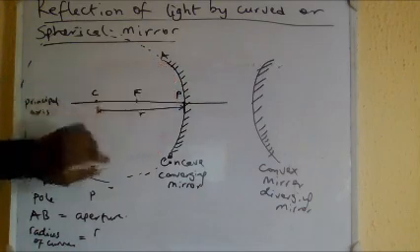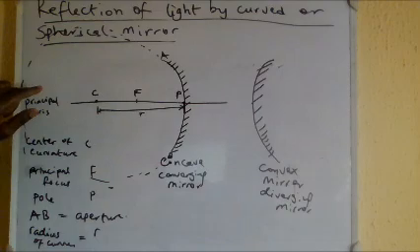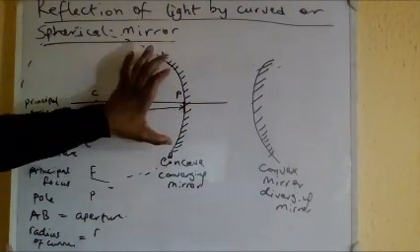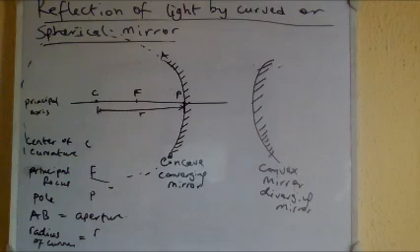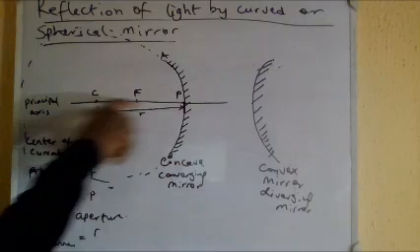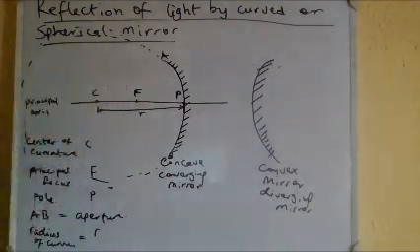Now the principal axis is just the line that is dividing this mirror into two equal halves. Okay, so the principal axis is this line. This is the principal axis. I've labeled it already. Principal axis. Okay. So now the principal focus F.